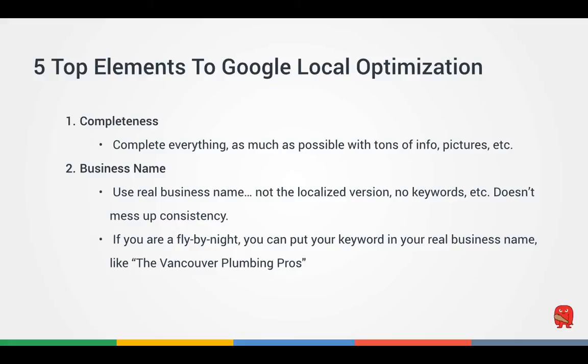The second thing is, if you are a fly-by-night company, if you are creating kind of fake locations or office locations, then feel free to put in your keyword and your real business name, like Vancouver Plumbing Pros, etc. But that's only if you are creating basically fake Google Plus pages. So, third thing what we got going on here is categories.